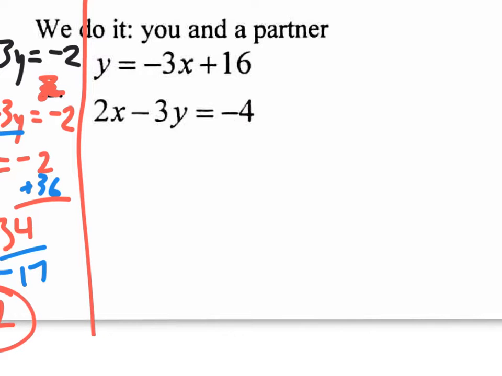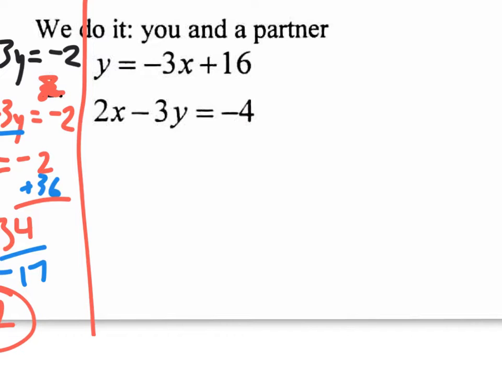Jumping to number 2 right next to it. I hope that you guys are starting to get a hang of this. Step 1, pick an equation and get a letter by itself. Which equation are you going to pick, the top or the bottom? Top, because it's already done for you, right? The y is already by itself.